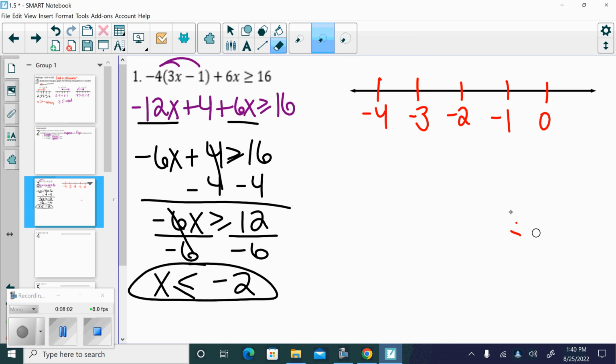All right, so first of all, is it going to be an open or closed circle since my sign is less than or equal to? Closed. And since it's less than, am I going to the left or the right with my arrow? The left. Okay, I'm wanting to get smaller. So more in the negative. Okay. All right. Questions on that? All right, let's jump into number 2.